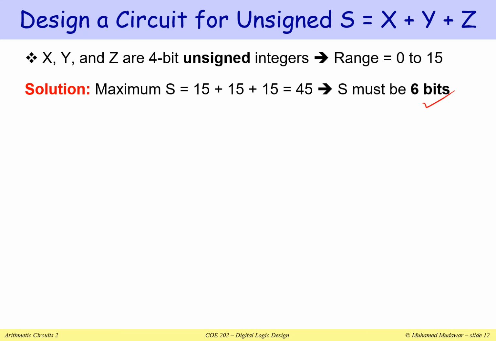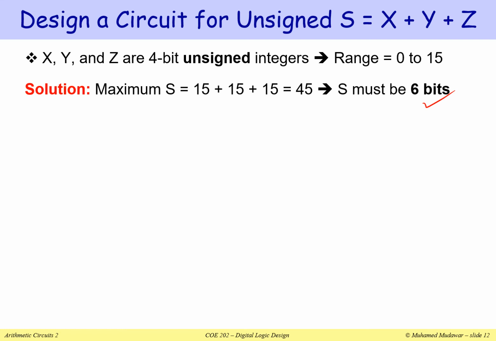Okay, 6 bits are needed, because if you use only 5 bits, then the maximum will be 31. If you use 4 bits, the maximum will be 15. So you need 6 bits to represent a sum which is greater than 31, and this can actually represent the maximum sum, which is 45. So you need 6 bits for that.